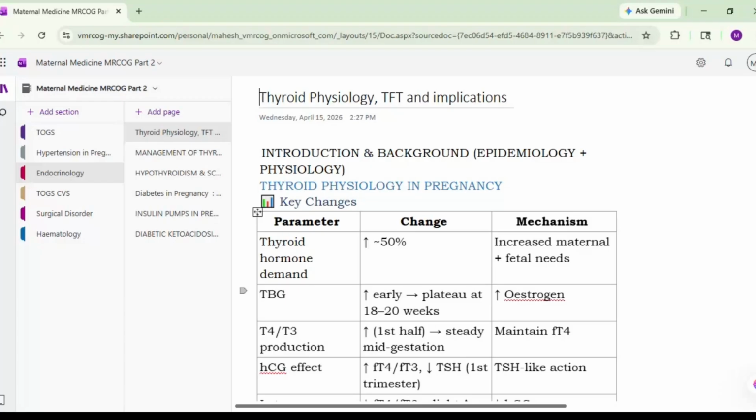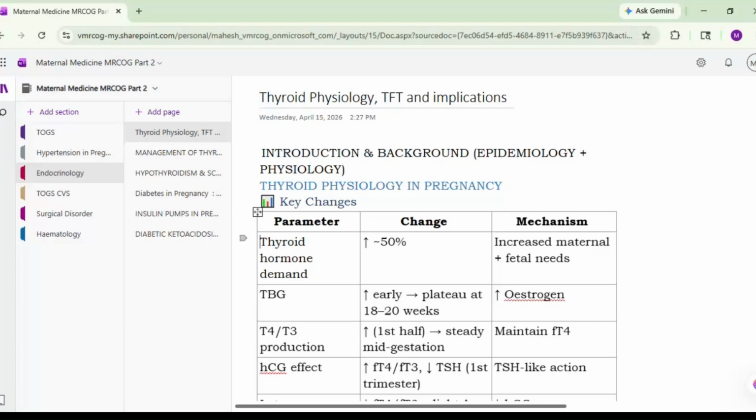Okay. So let's see what happens to the thyroid physiology during pregnancy. Basically, during pregnancy, the thyroid hormone demand is increased by around 50%, and this is mainly because of the maternal plus fetal needs. Because we know that the fetal thyroid will start functioning maybe around 20-22 weeks of gestation. So till that time, the fetus is dependent on the maternal thyroid. So there is an increase in the hormone demand by around 50%, mainly because of the increased maternal as well as fetal need.